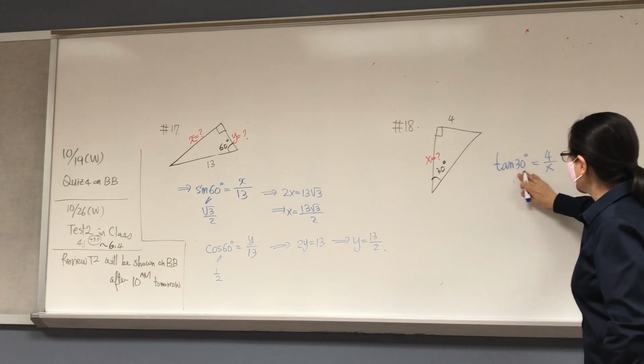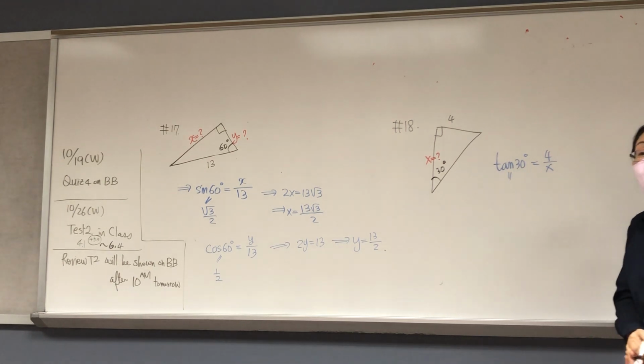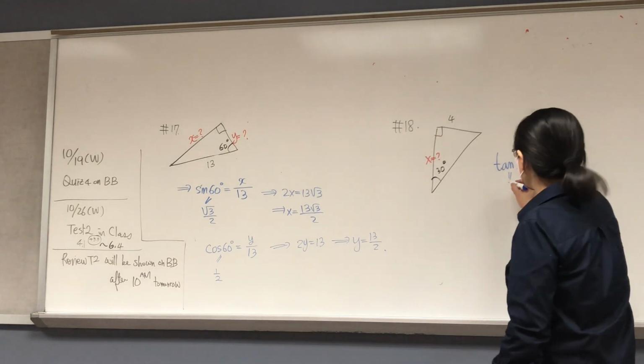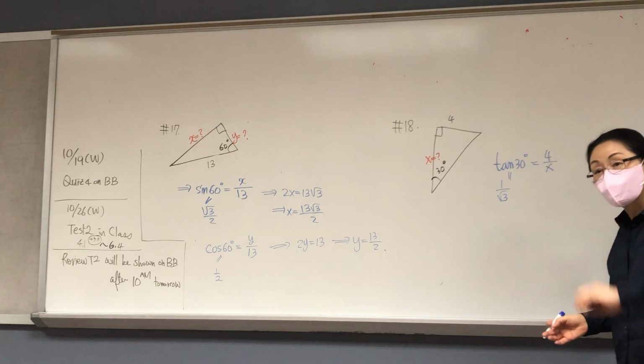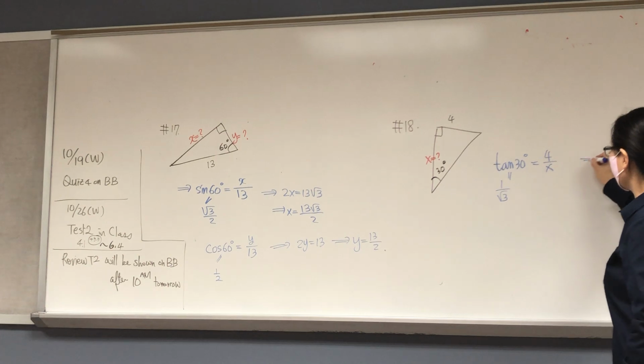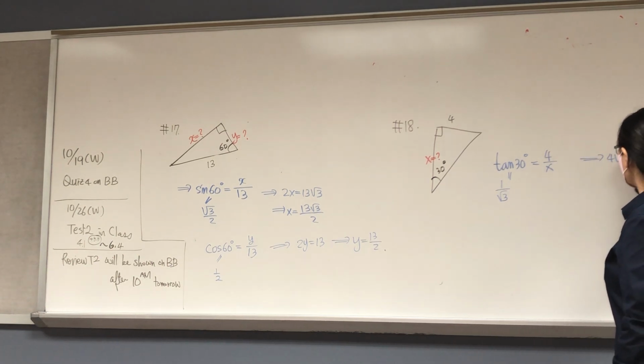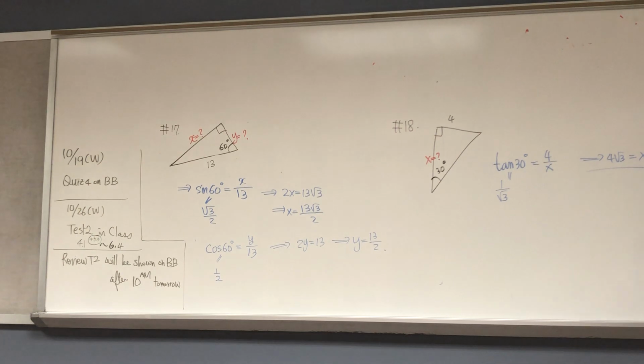What is tangent 30? Square root of 3 over 2? Yes, 1 over square root of 3, right? The adjacent is longer. So cross multiplication, and then what do you have? 4 square root of 3 equal to x. That's it. You had better know the special angle values. If you always check one by one, it takes too much time.